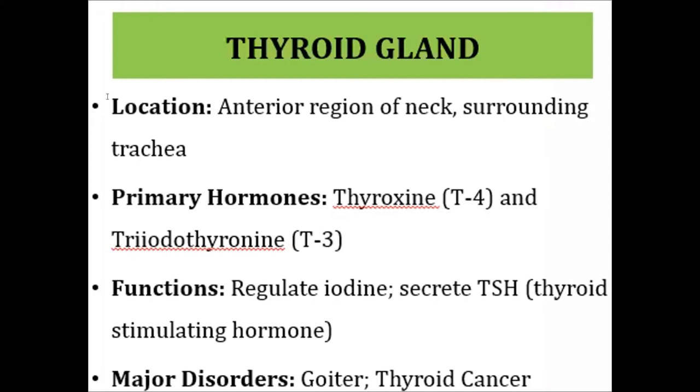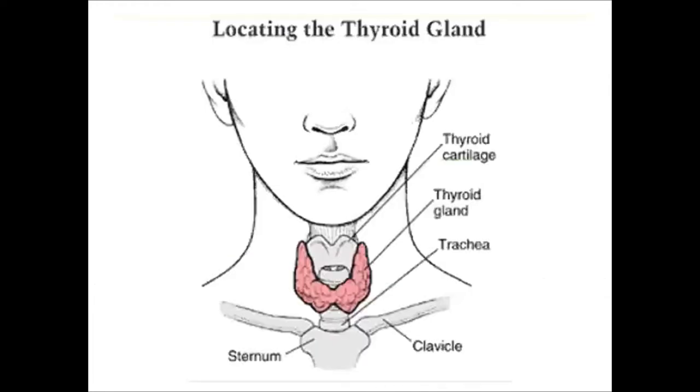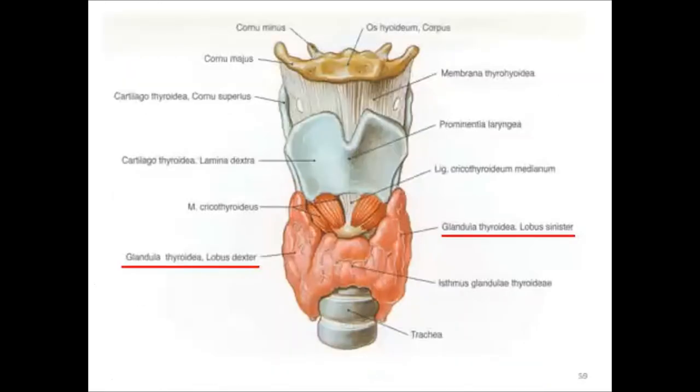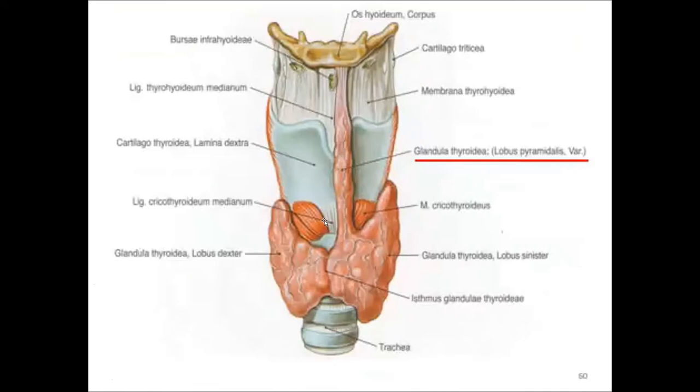Location of the thyroid gland: anterior region of the neck, surrounding the trachea. Primary hormones: thyroxine and triiodothyronine. Function: regulate iodine, secrete thyroid stimulating hormone. Major disorders: goiter and thyroid cancer. Here, the location of the thyroid gland in the neck region, in the anterior region, some variants may present a big pyramidal lobe. It is located in the anterior region, and you can see it clearly when a person has a problem with these organs.